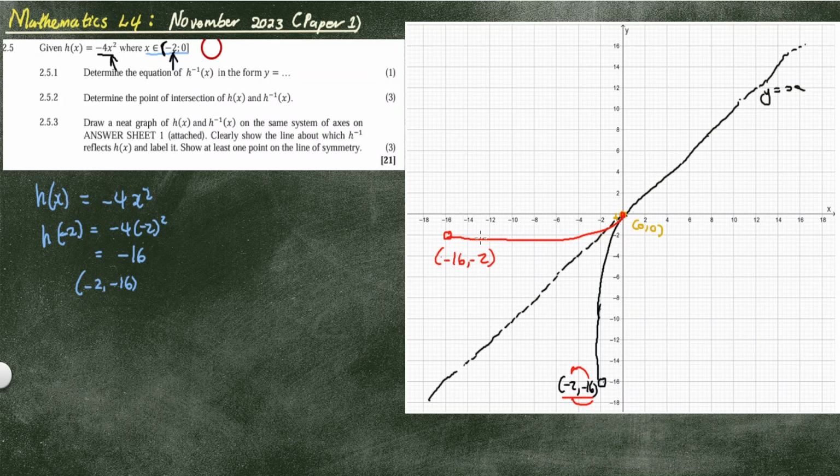In my opinion, I feel like this question is kind of unfair. Anyway, this is the function that you should have drawn for this question.